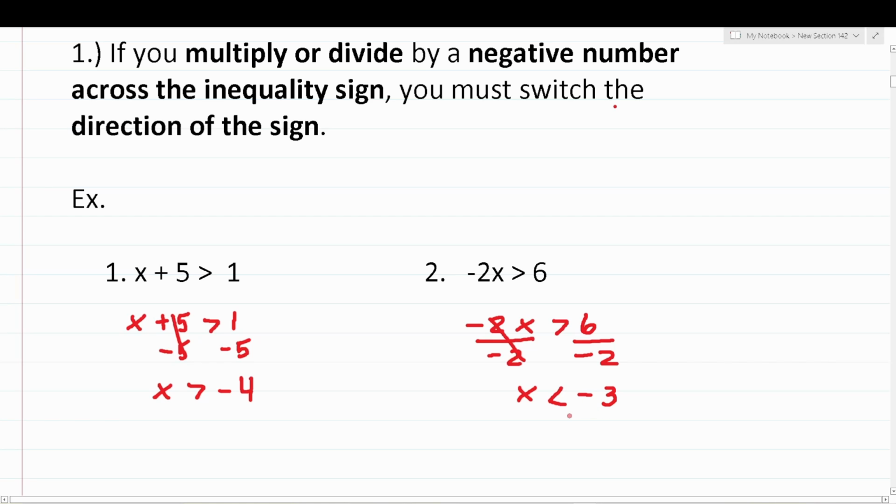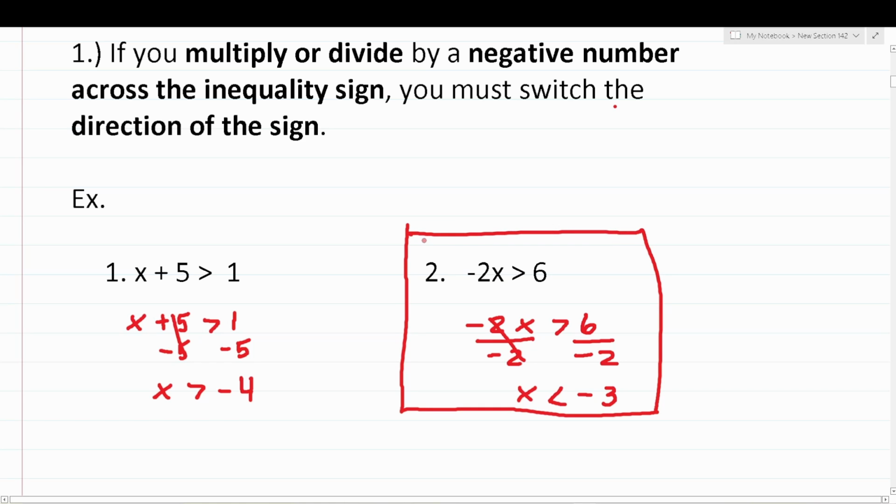All right, so again, one of the key differences between solving equations and inequalities is the fact that if you multiply or divide across the inequality sign by a negative number, you have to change the direction of the sign. And we saw that right here in this second example.